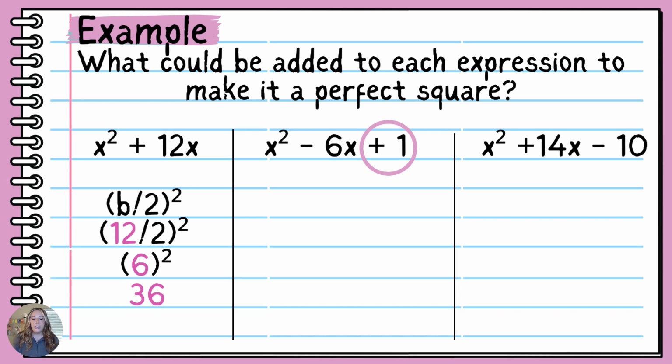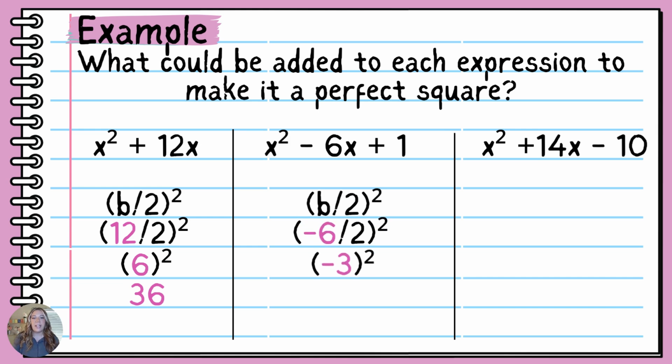So let's get our equation, and b in this example is -6. So half of -6 is -3, and -3 squared is 9. So we want to add 9 to it, but it has that 1 there, so we only have to add 8 to get the 9 that we want.